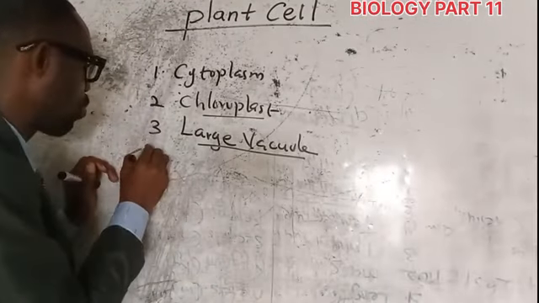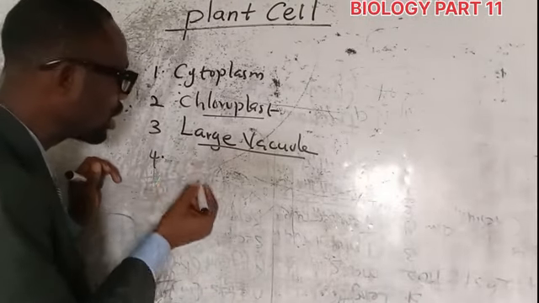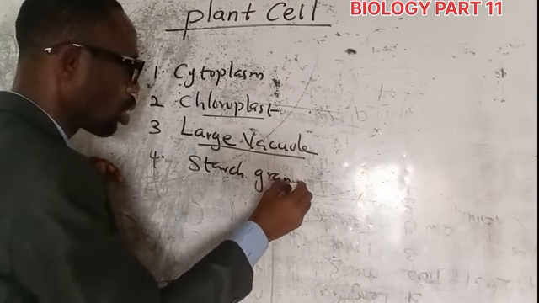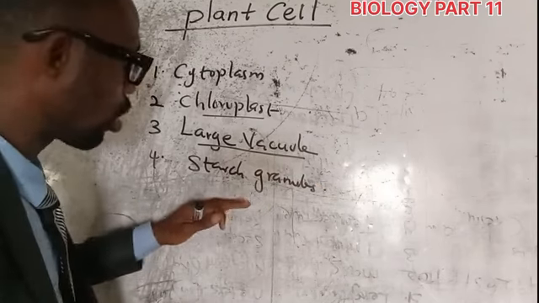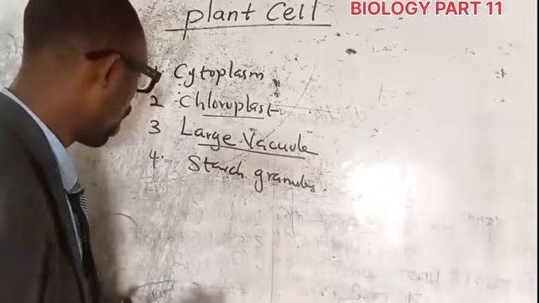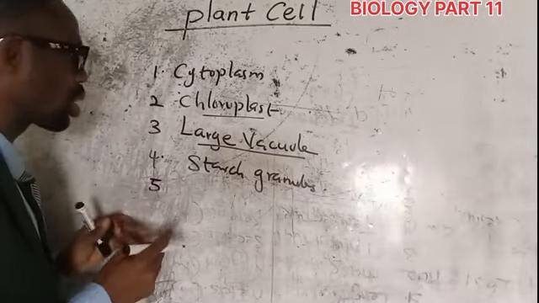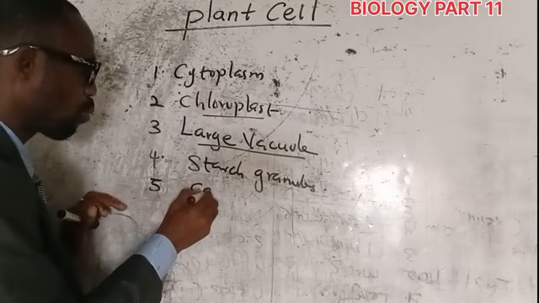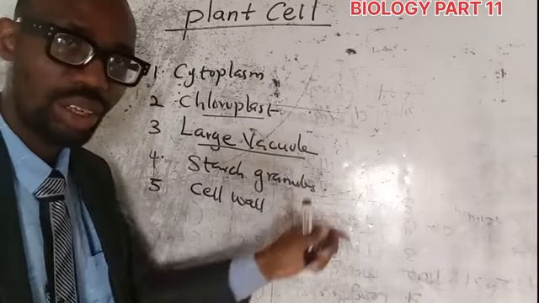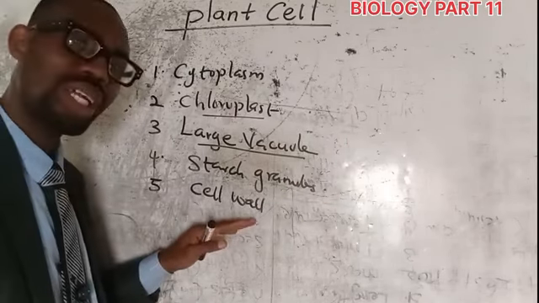Number four, another difference you want to see is that plant cells have what we call starch granules, but in the case of the animal cell, what they have is glycogen granules. Another difference is that in the case of plant, you find what we call cell wall. This cell wall is absent in the animal cell, but it is present in plant cell.